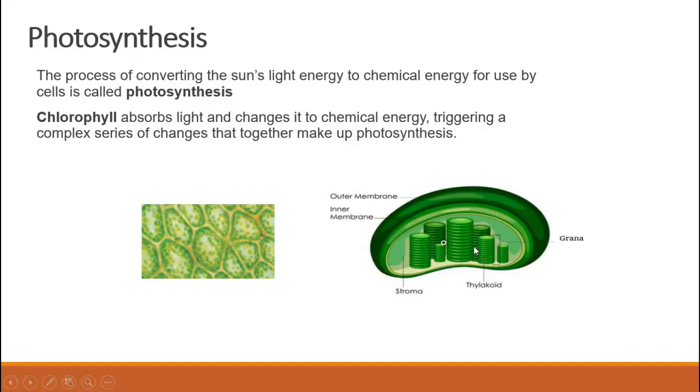Sugar molecules are synthesized in the stroma, which is a liquid surrounding the grana. So we have here a liquid surrounding the grana called the stroma. So this is the structure of the chloroplast, which has the chlorophyll inside the grana, and the stroma is the liquid surrounding the grana where the sugar molecules are synthesized.